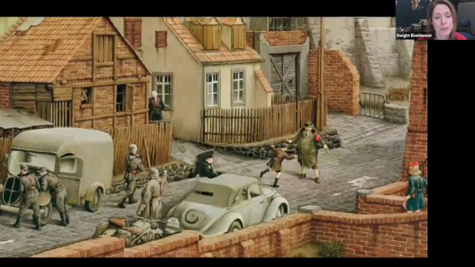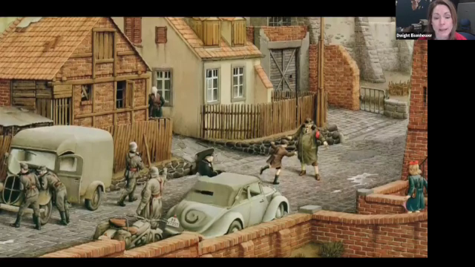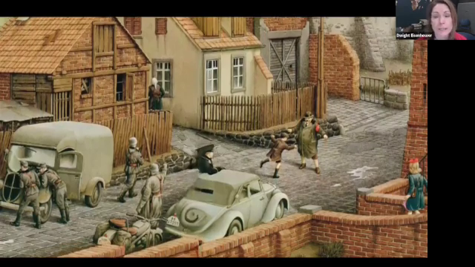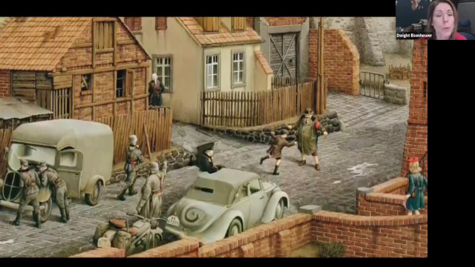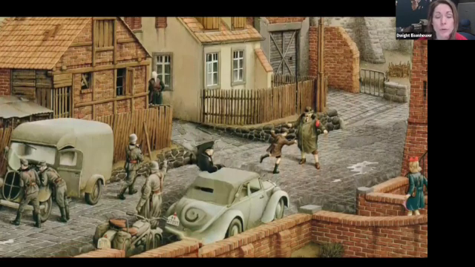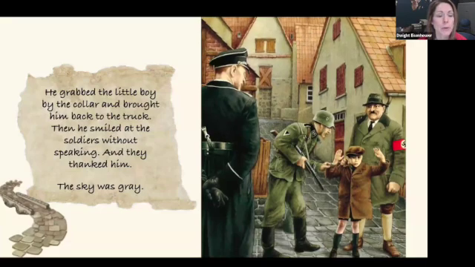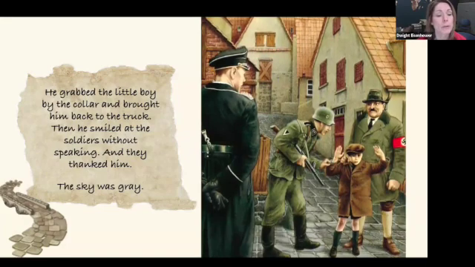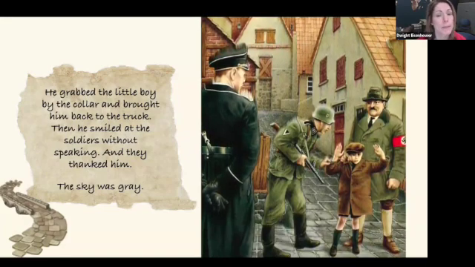The trucks are fun to watch. We stand in the doorway as they pass. We don't know where they are going, but we think they're going someplace on the other side of the river. One day, one of them stopped so the soldiers could repair the engine. A little boy jumped from the back of the truck and tried to run away, but the mayor was standing there in the middle of the street. He grabbed the little boy by the collar and brought him back to the truck. Then he smiled at the soldiers without speaking, and they thanked him. The sky was gray.